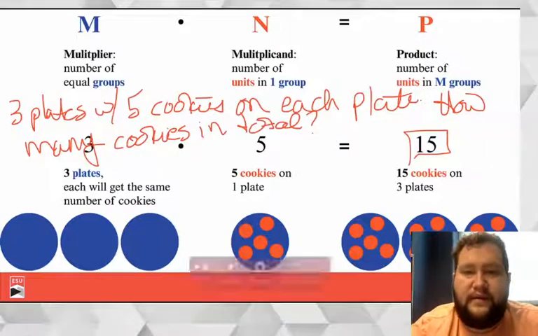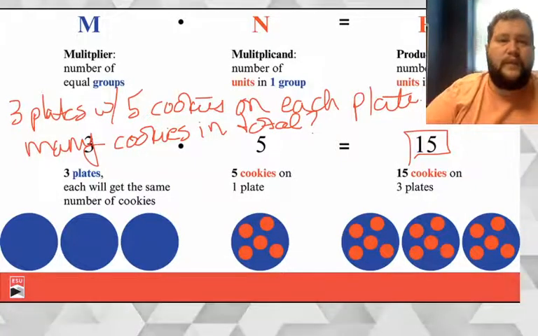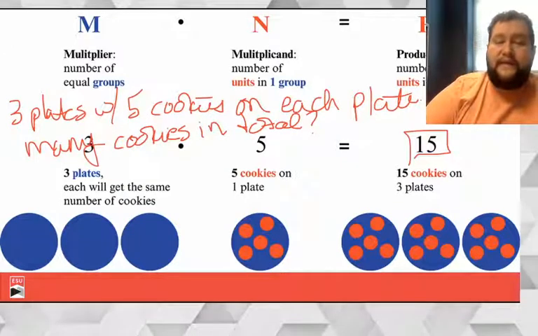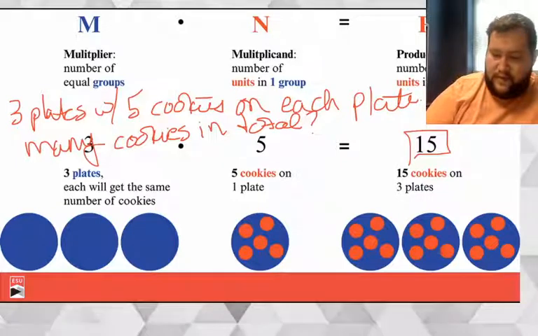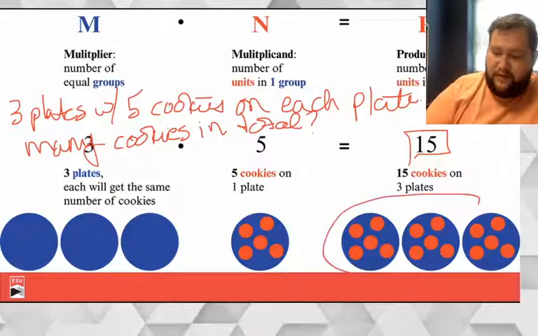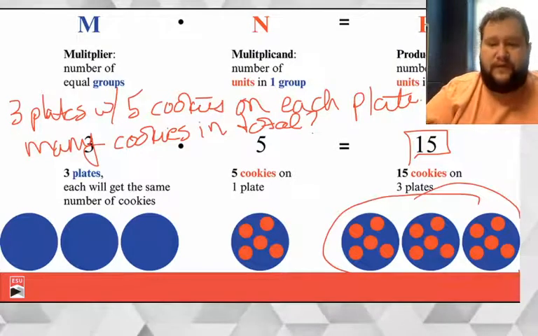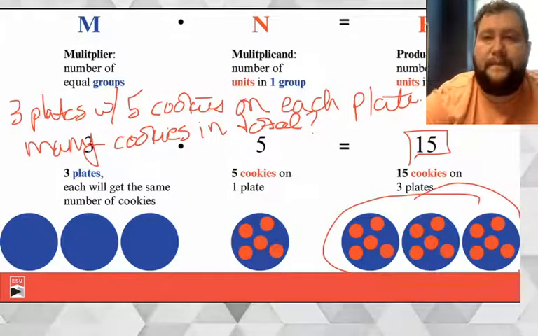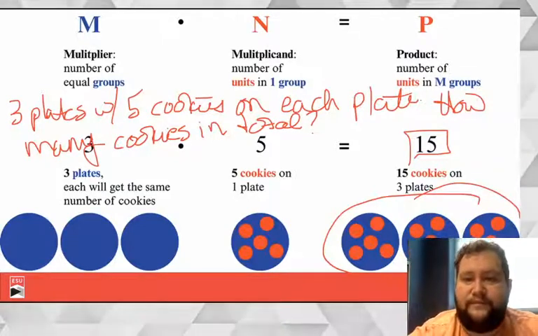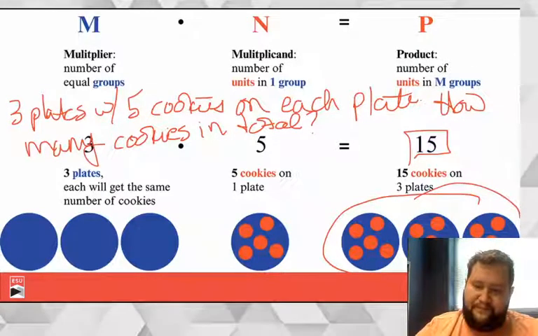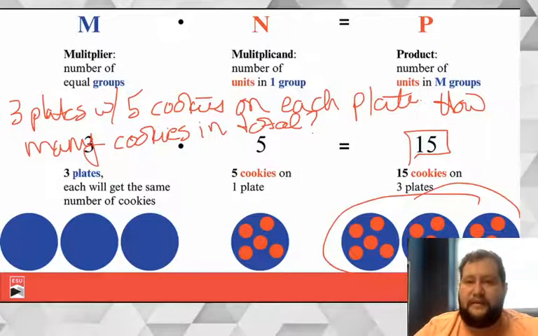Let me go up to the corner, because we have 3 plates, each with 5 cookies, for our picture of our product. And I might even draw a circle around that, which reinforces that's the total amount on your plates. Let's move me back. Okay. So m times n equals p. Multiplier times multiplicand equals product.